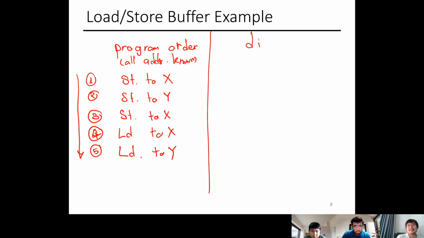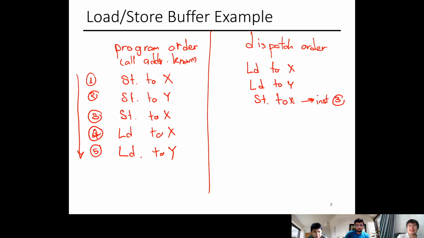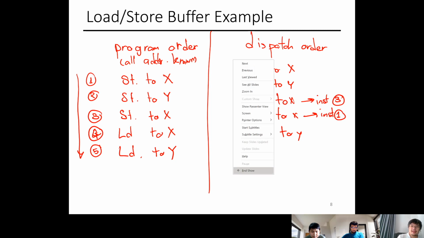This is your dispatch order, right? Let's say your dispatch order is your load to X, load to Y, right? Store to X, which is instruction 3, and then you store to X, which is instruction 1. And then you have the store to Y. In this case, what you do first, so let me change the color to make it a little bit less messy.